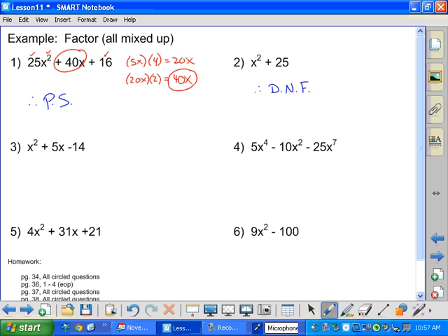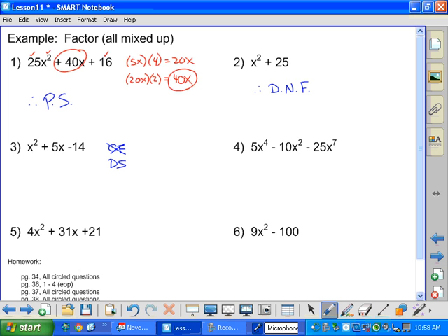Looking at number 3, so you're going through this checklist, and this is what you need to have on your cheat sheet. Okay? Is there a common factor in those three terms? No, because there's not an x in every term, and I know 14 and 5 have nothing in common. So common factor is out.